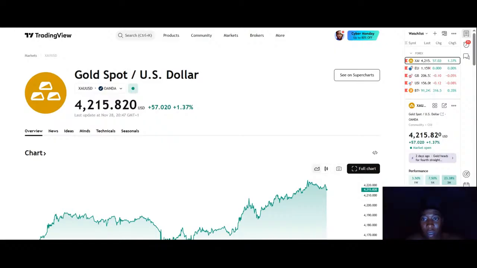How I get to catch this trade right from here. Then my second entry was somewhere around here. So I'll give you a full explanation of everything. Just make sure you're in. Okay, yeah, so let's get started.